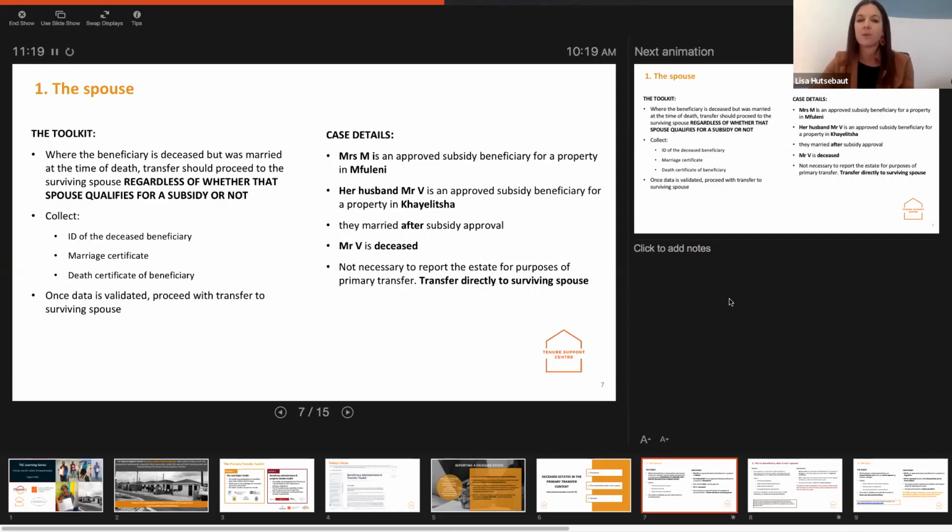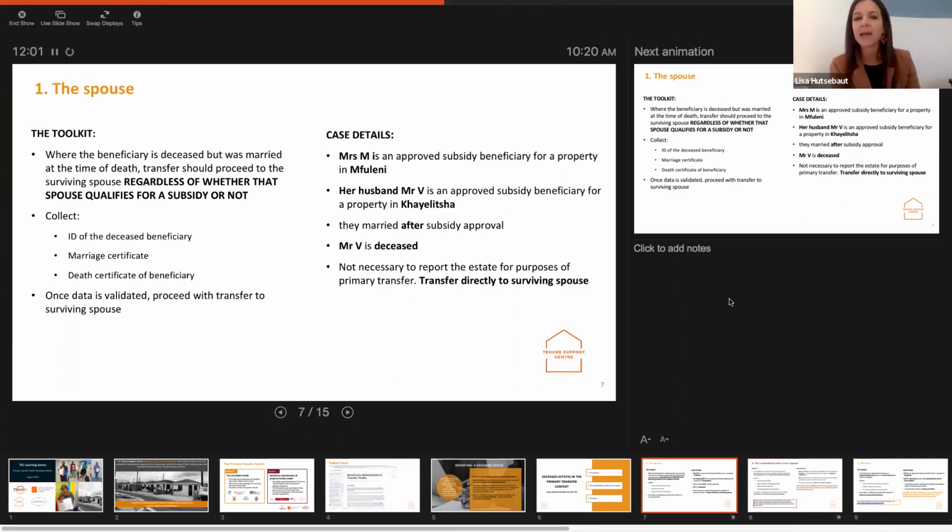I'm obviously au fait with how different municipalities work. I can only speak to my experience here in the city of Cape Town. But basically what I'm told is that when you apply for rates clearance on your primary transfer, you're going to see that the person who's getting transfer, in this case Mrs. M, the surviving spouse, has actually already had the benefit of a subsidized property, that Mfuleni property. So you are going to have to come up with some sort of agreed workaround process with your rates clearance department to get that transfer through.